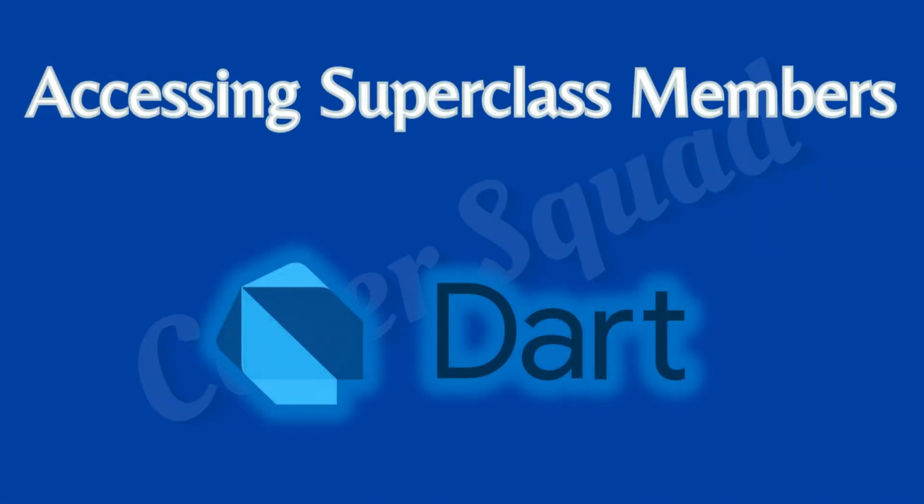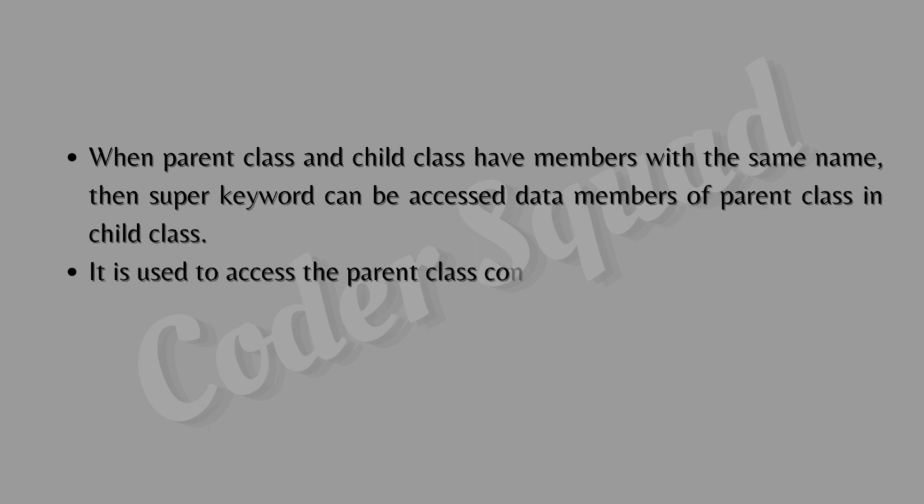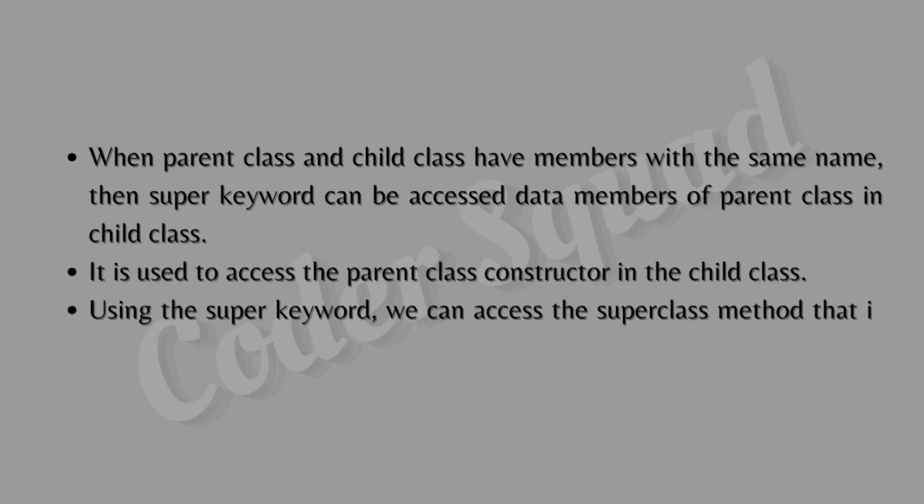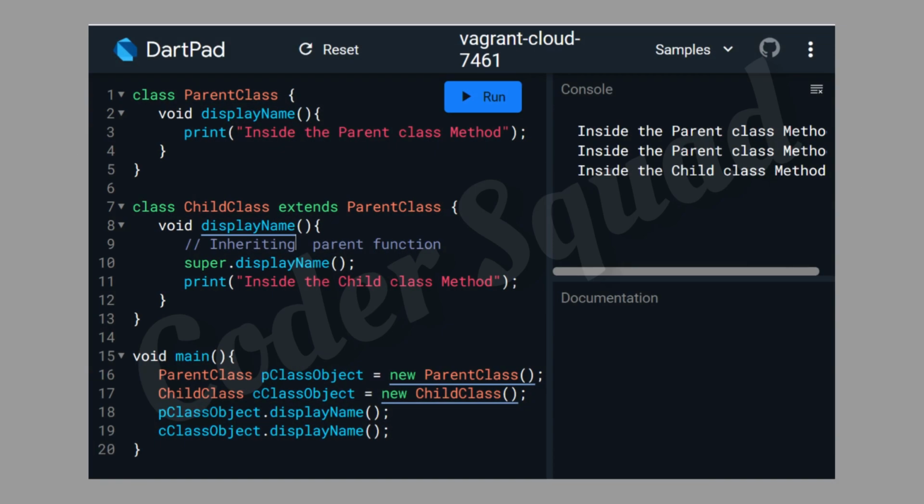A subclass in Dart can access members, fields, and methods of its superclass using the super keyword. This allows for extended functionality while still leveraging the existing features of the superclass.